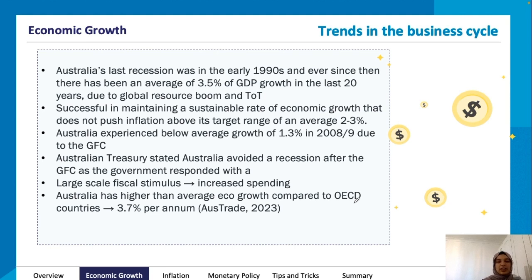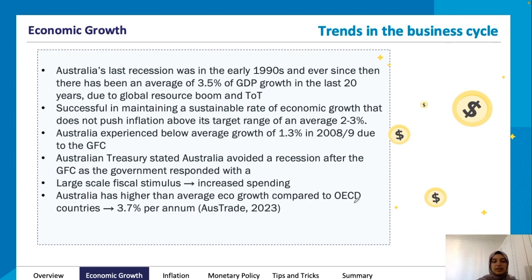Australia experienced below average growth of 1.3% in 08 and 09 due to the GFC. Okay, so due to the GFC, we actually had below average growth. The Australian Treasury stated that Australia avoided a recession after the GFC as the government responded with a large fiscal stimulus, which increased spending. Okay, so that's again something that we've talked about earlier. This idea sort of followed suit again during COVID, the pandemic, when they were trying to recover from the pandemic and they were encouraging people to go out and spend.